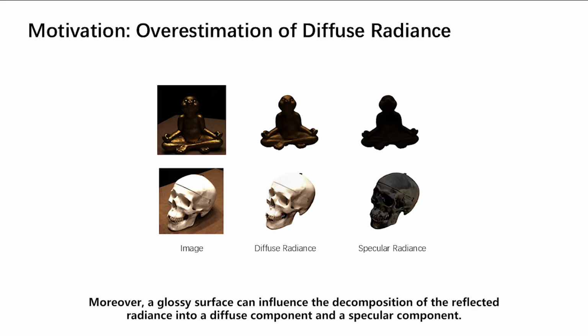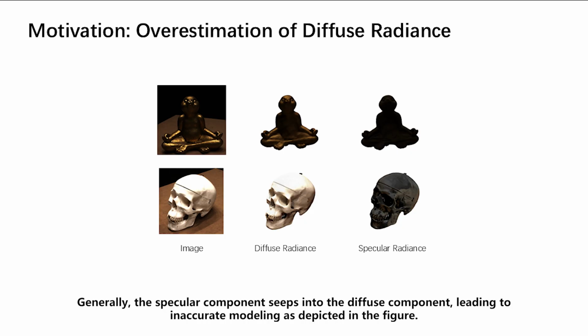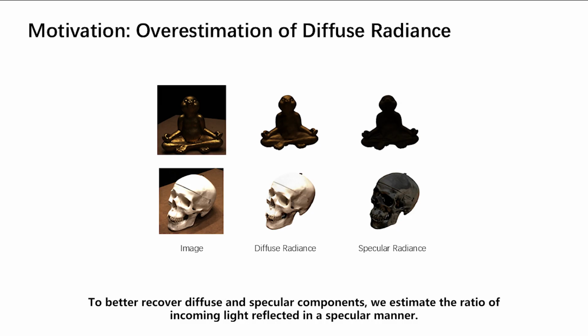Moreover, a glossy surface can influence the decomposition of the reflected radiance into a diffuse component and a specular component. Generally, the specular component seeps into the diffuse component, leading to inaccurate modeling as depicted in the figure. To better recover diffuse and specular components, we estimate the ratio of incoming light reflected in a specular manner.